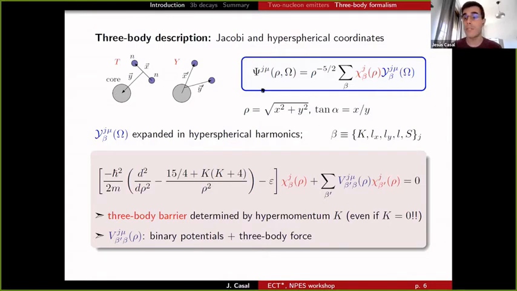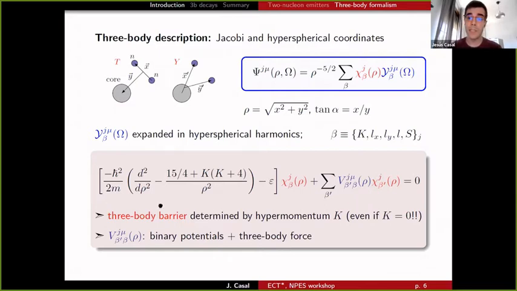So we have the wave functions of the system expanded in this way using hyperspherical harmonics expansion. The hyperspherical harmonics are very well-known analytical functions, which are eigenfunctions of the hypermomentum operator. So we have this K, this hypermomentum, which is a three-body quantum number. And to get the wave functions, we need to solve a set of coupled hyperradial equations involving some coupling potentials. These coupling potentials contain in general the binary interactions between the particles and possibly also a three-body force to fix the position of the three-body states.